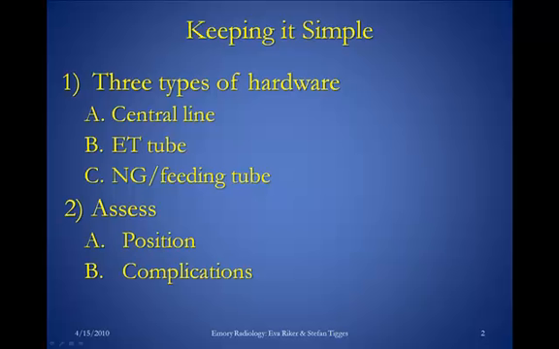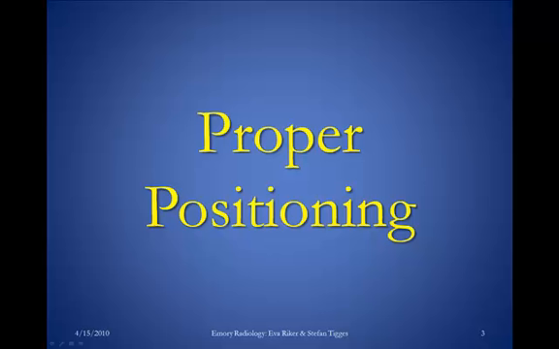There are basically three types of hardware that I want to talk about: central lines, endotracheal tubes, and nasogastric / feeding tubes. And when you get a radiograph after placement of each of these devices, you need to assess for two things. One, that the tube or the line is in the proper position, and you also need to look for complications. Let's start with proper positioning.